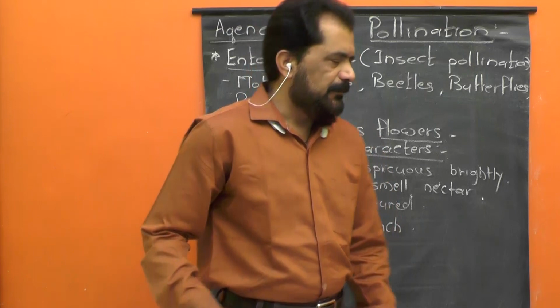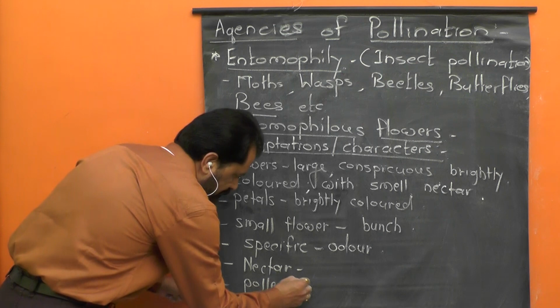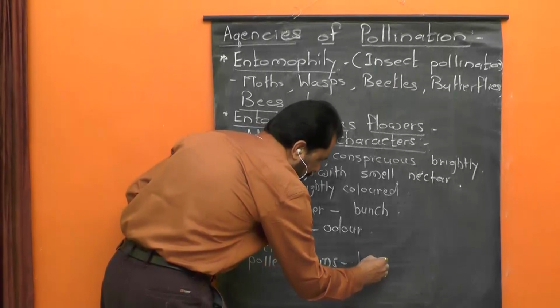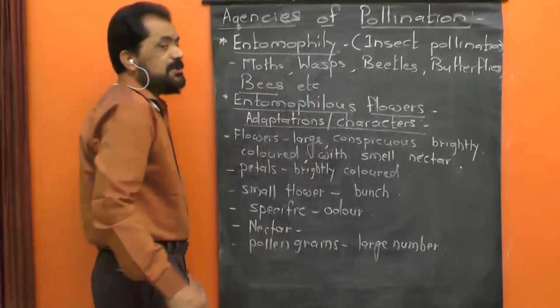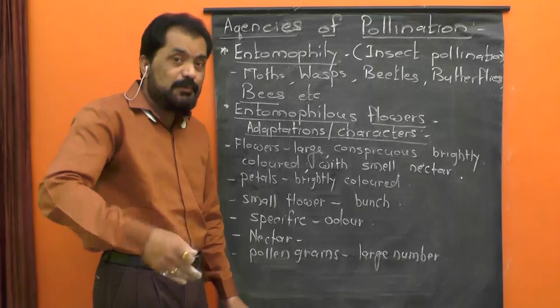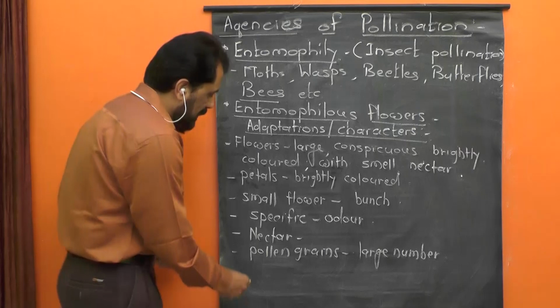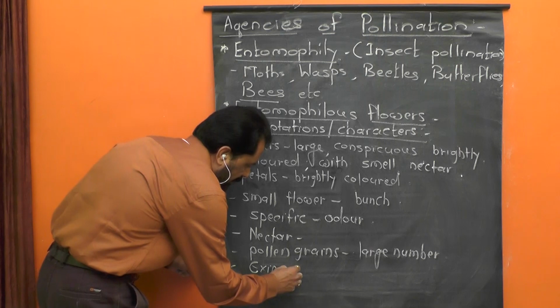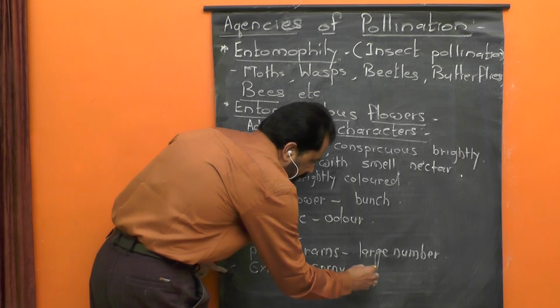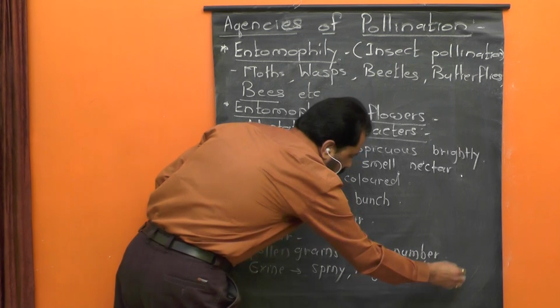Next character, we can say that the pollen grains produced are in very large number. Because definitely there is a chance of wastage of pollen grains, or some of the pollen grains may be consumed by the insects. Therefore, pollen grains produced are in large number. Also, we can say the outer wall of pollen grain, that is exine, is mostly spiny, rough, or sticky.